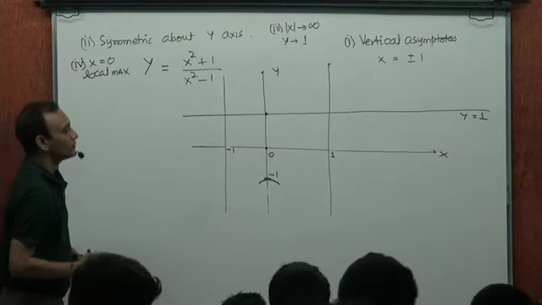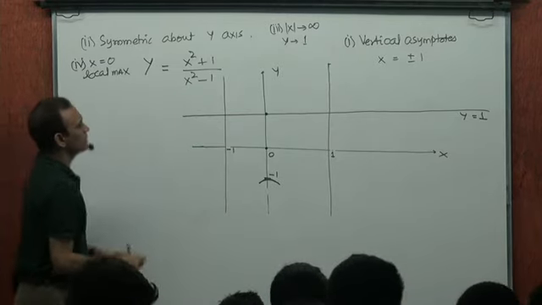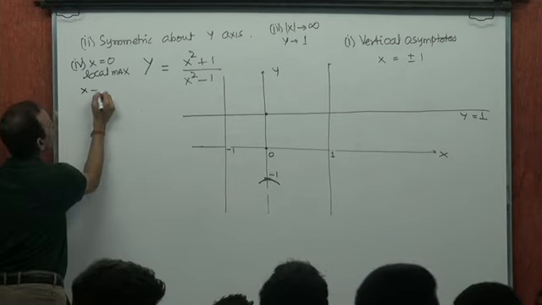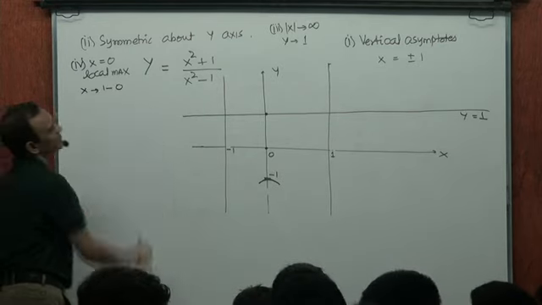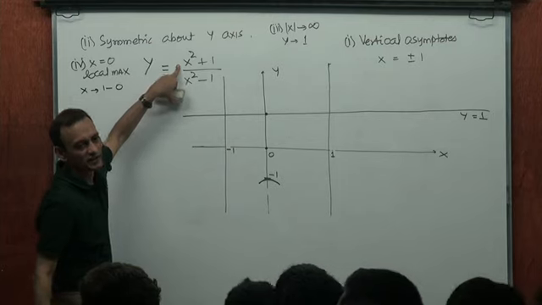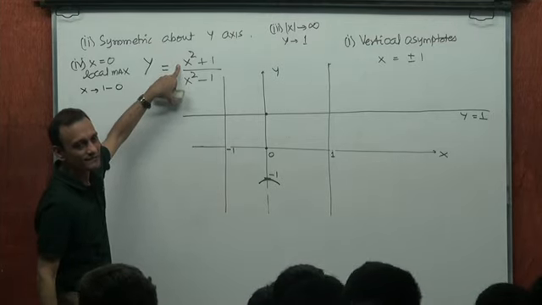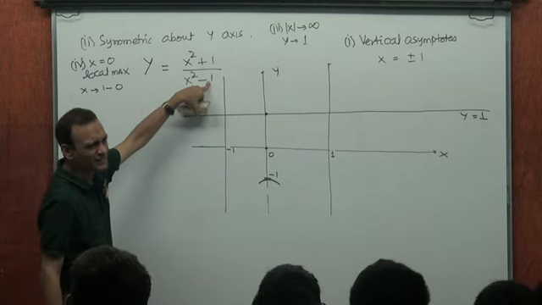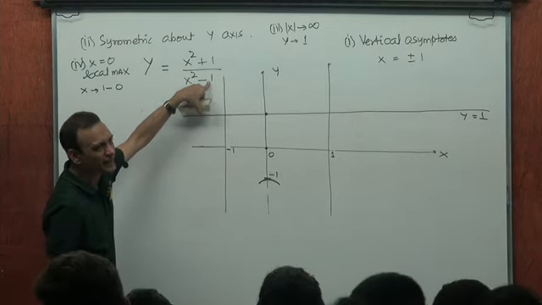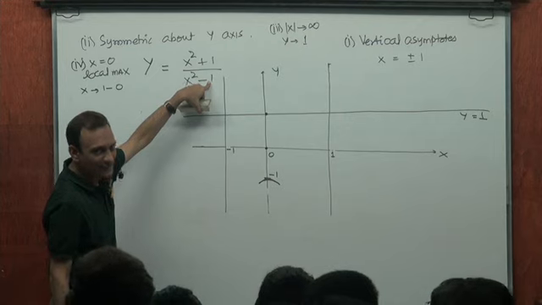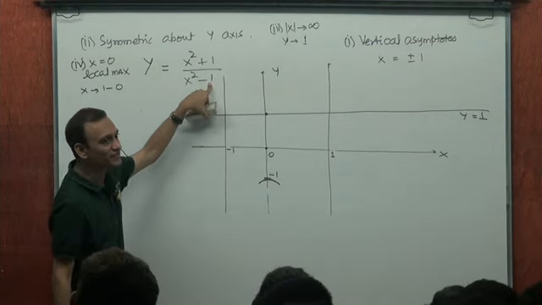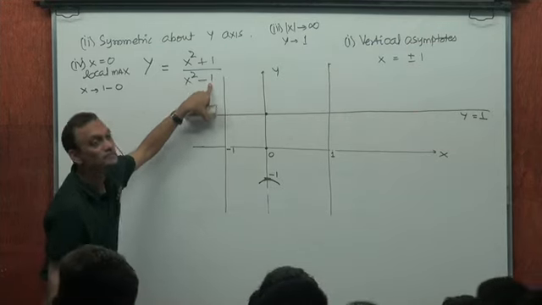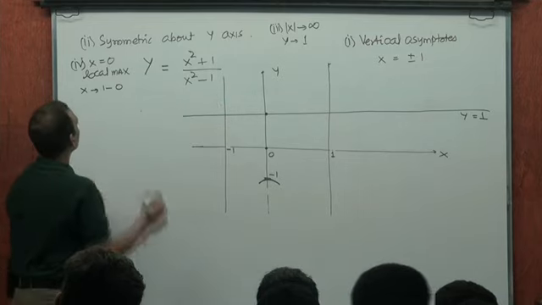Alright. Now, look, as x tends to 1 from the less than 1 side, y tends to minus infinity. Do you see that? Because x squared minus 1 would be negative. When x is less than 1, x squared minus 1 would be negative. So, as x tends to 1 from the less than 1 side, y tends to minus infinity, right?